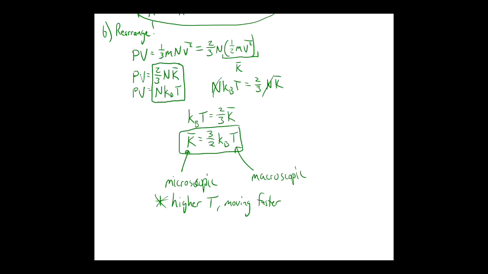First of all, let me rewrite this. 3/2 Boltzmann constant times T is equal to kinetic energy, so that's equal to 1/2 mass times velocity squared average. Let's solve that for the velocity. We've got a couple of halves that are going to cancel out, and then I've got 3 k_B T over m equals the square root of this thing. So the square root of the velocity squared average, of the average velocity squared.